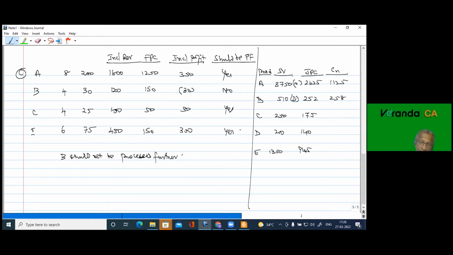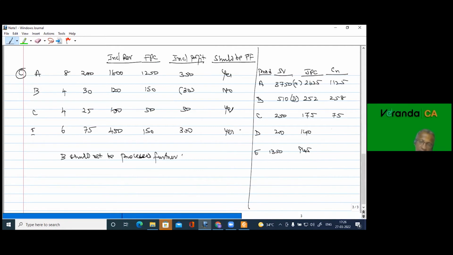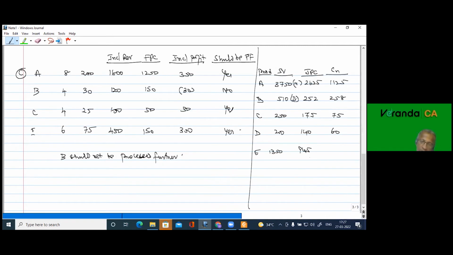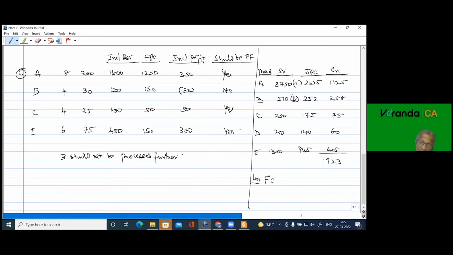C, 75, then 60, 405. Fixed cost. 1125 plus 258 plus 75 plus 60 plus 415, 1923, 473.